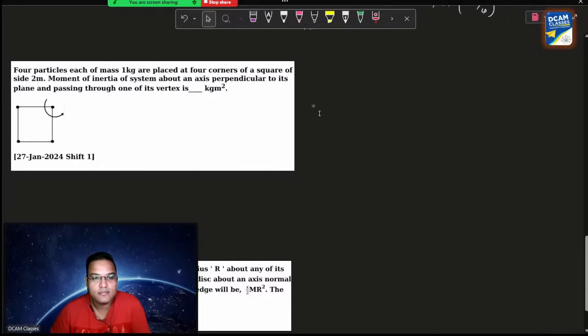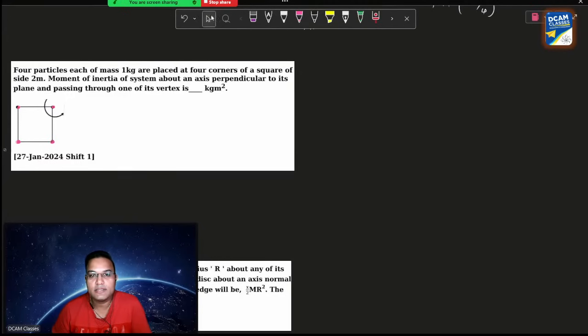See, in this, Haripriya, it's not needed at all to use the parallel axis theorem. Four particles, each of mass 1 kg, are placed at four corners of a square. This is one corner, this is one corner, this is another corner. Each of mass 1 kg is given.